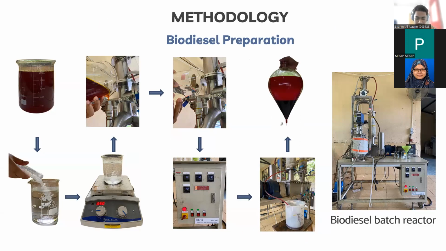So the first step is we prepare 2 liters of used cooking oil in a beaker, and then we will proceed to the preparing of the catalyst, which is potassium hydroxide. We dissolve it into the methanol, and then we stir it to make the process faster. And then we will pour 1 liter each for 1 column of the reactor.